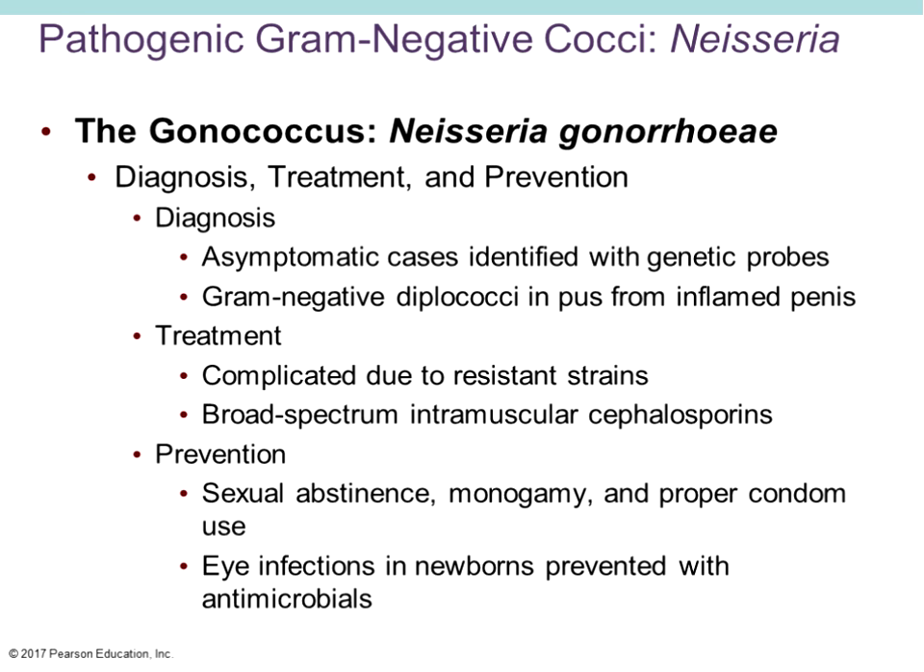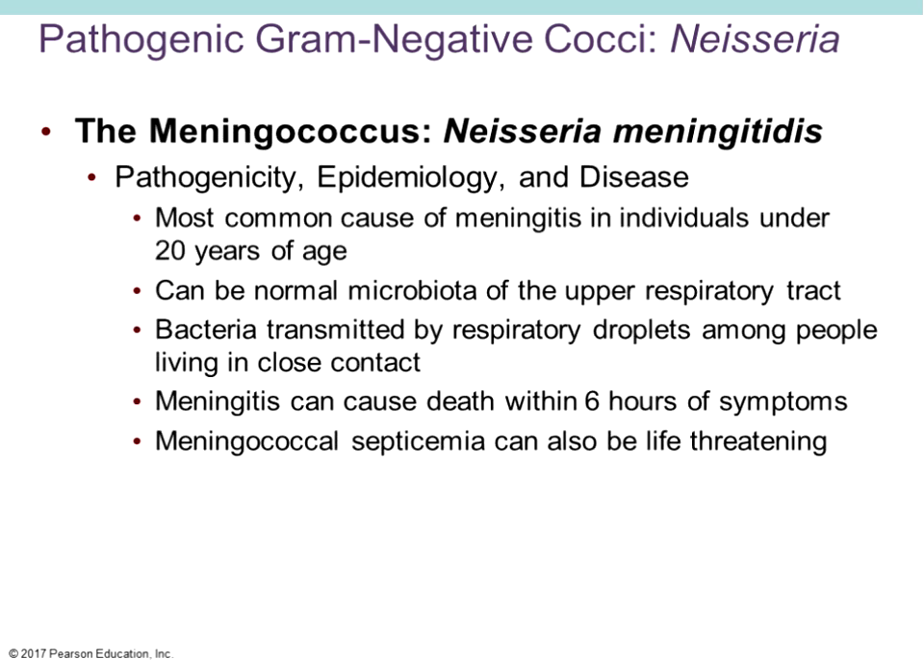What we do is intramuscular injection of cephalosporins. Prevention is pretty straightforward. Sexual abstinence, monogamy, and proper condom use are all very successful prevention measures. And eye infections are prevented with the use of antimicrobials. Last I checked, I believe it was erythromycin, but I know that in the past, and there may still be some hospitals using this, silver nitrate drops can be just as effective.